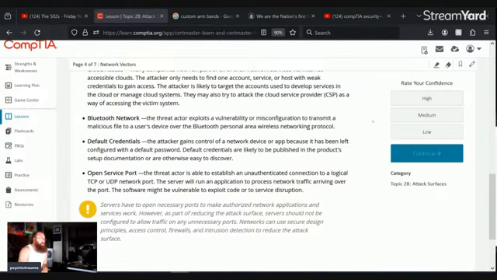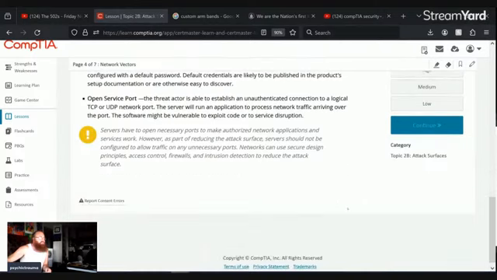Open service port: the threat actor is able to establish an unauthenticated connection to a logical TCP or UDP network port. The server will run an application to process network traffic arriving over the port. The software might be vulnerable to exploit code or to service disruption. Servers have to open necessary ports to make authorized network applications and services work. However, as part of reducing the attack surface, servers should not be configured to allow traffic on any unnecessary ports. Networks can use secure design principles, access control, firewalls, and intrusion detection to reduce the attack surfaces.